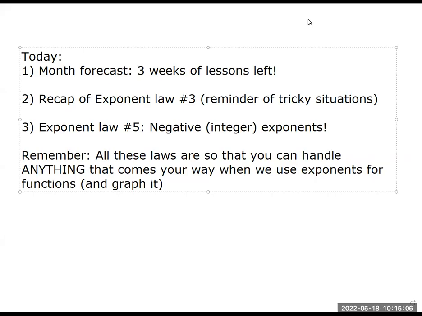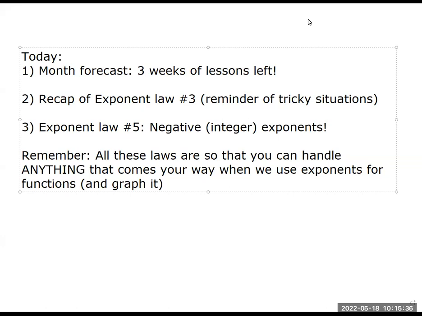Okay, so as I said, there's only a little bit left. The rest of this week, we are going to go through exponent laws 1, 2, 3, 4, and now 5, and tomorrow 6. All the exponent laws you will need, we will learn this week, so that you can handle anything that comes your way when we start using it as a graph. Right. So let's start with the exponent law number 3.